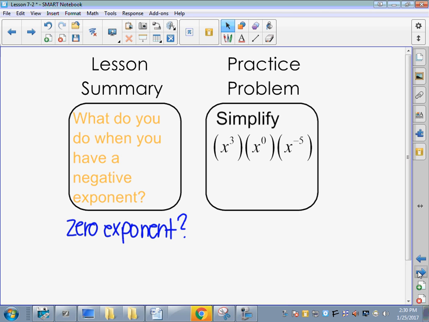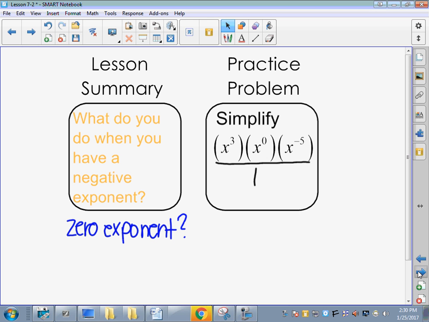And here is your practice problem. Simplify. I've got an x to the 3rd, an x to the 0, and an x to the negative 5. I have way too many x's. I want my answer to be x to some power. It might help to think about if we were going to make this into a fraction, this whole thing is over 1. Because that x to the negative 5, that third parenthesis, nobody likes a negative exponent. We have to flip it to the other side of the fraction before we can make that an x to the positive 5. Then you'll be able to take care of things.